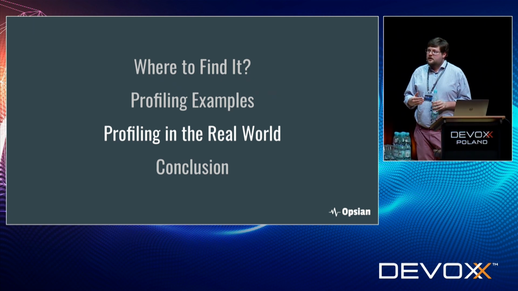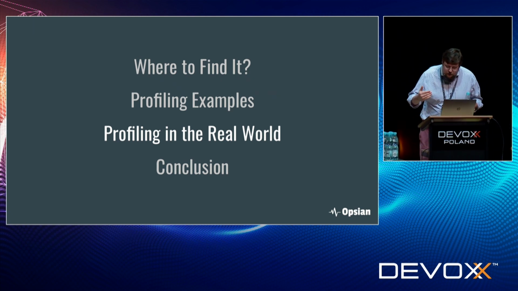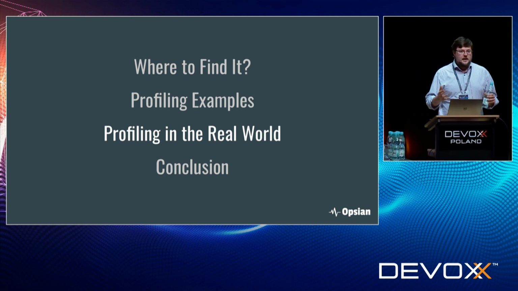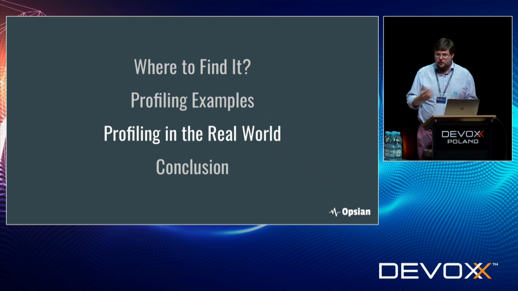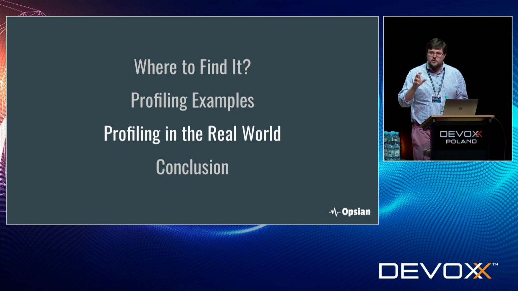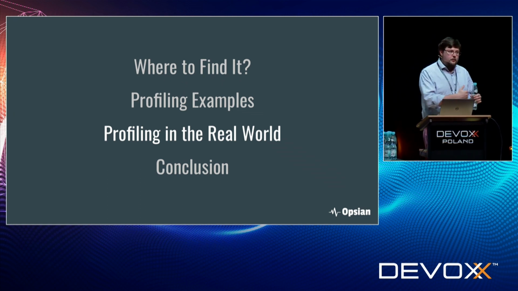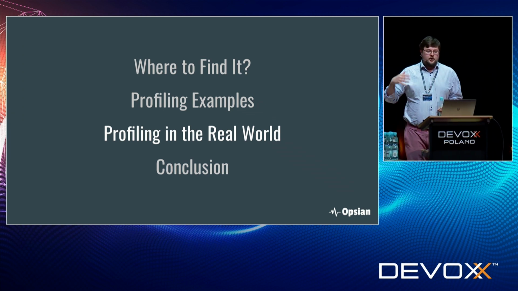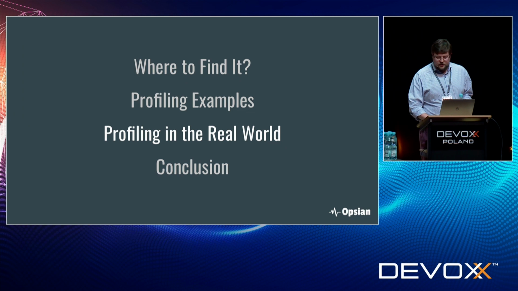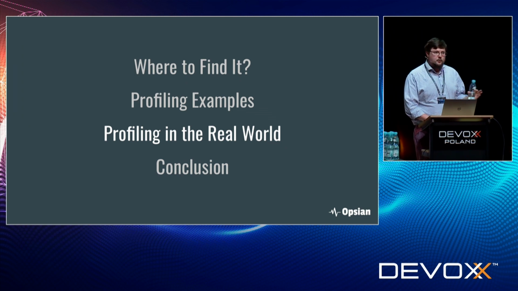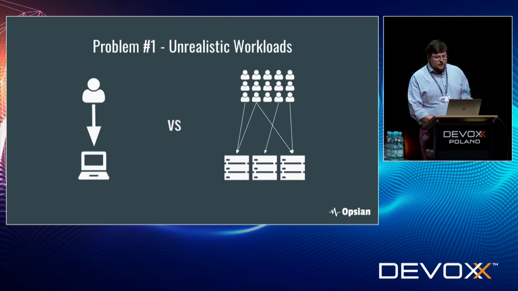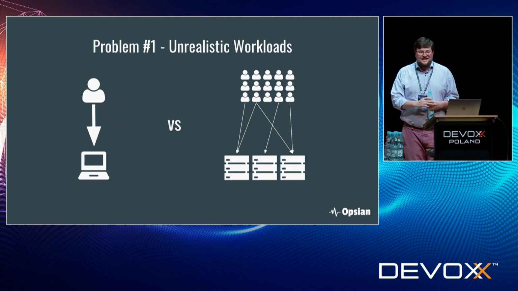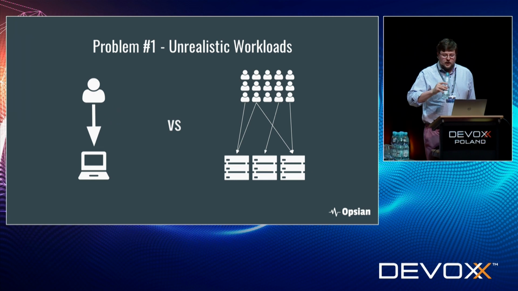Military figures have this concept of fog of war, and you often get in that kind of fog of war situation when you're looking at a production system, right? There's a lot of noise, a lot of things in the way. So how do we take that same basic methodology and approach and solve the more real-world situations? I'm going to go through a few different problems you might encounter and how we can solve those. The first problem you might hit is your unrealistic workload.